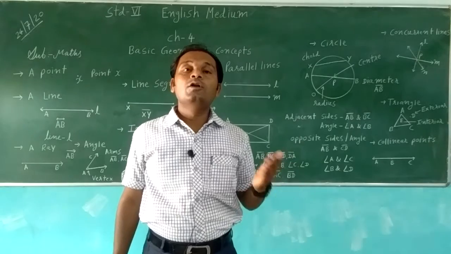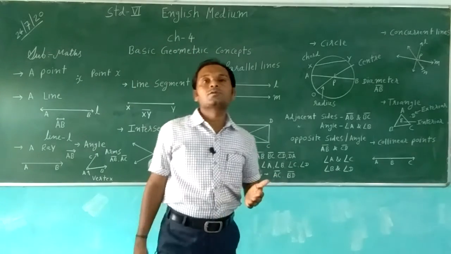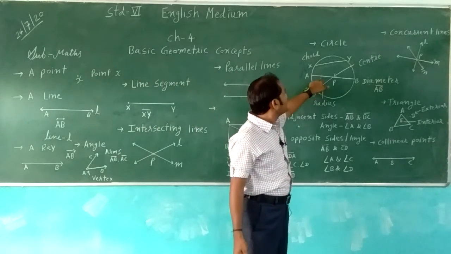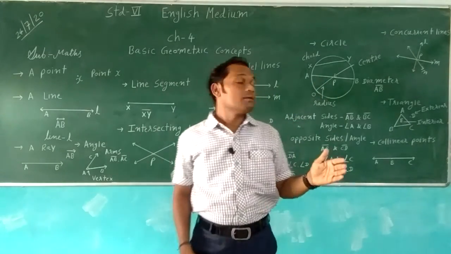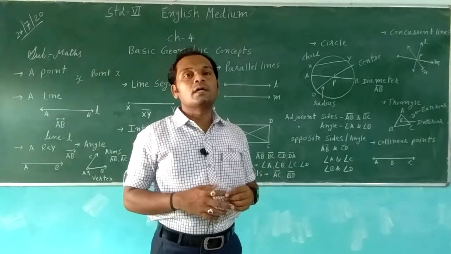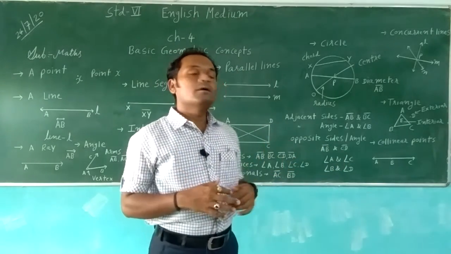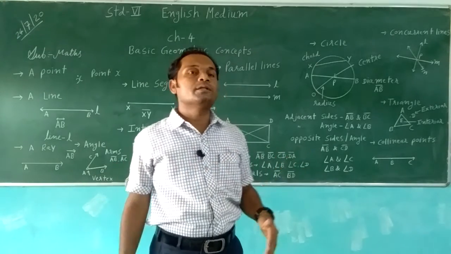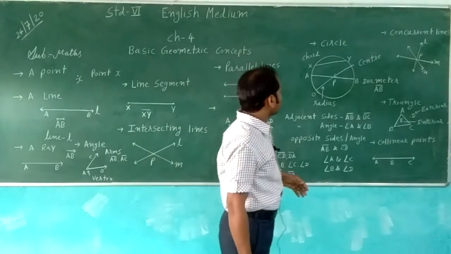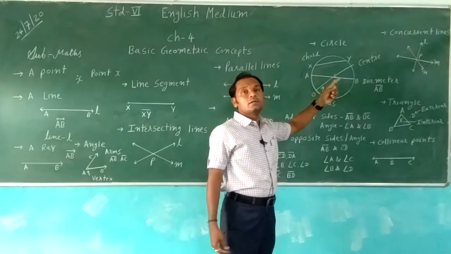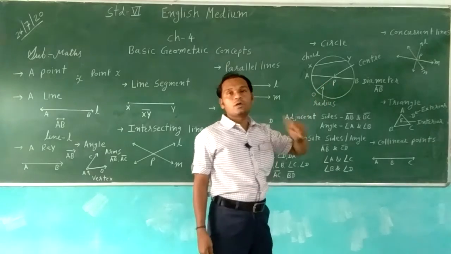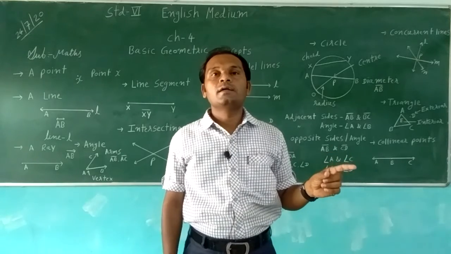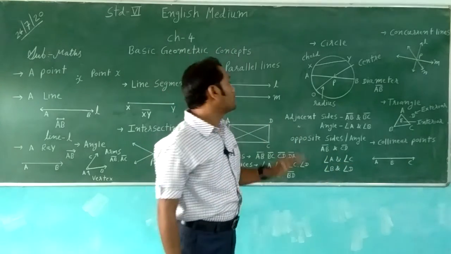The diameter is called the longest chord of the circle. The chord is not passing through the circle center and has two endpoints, and the diameter is passing through the center of the circle and has two endpoints on the circle. So in short, a chord has two endpoints on the circle but does not pass through the center, and a diameter has two endpoints on the circle and passes through the center of the circle.